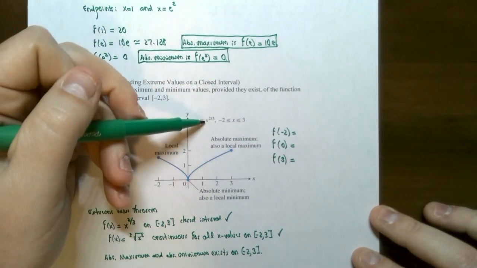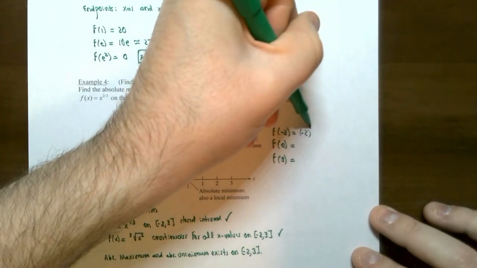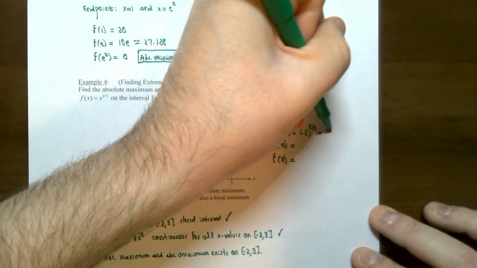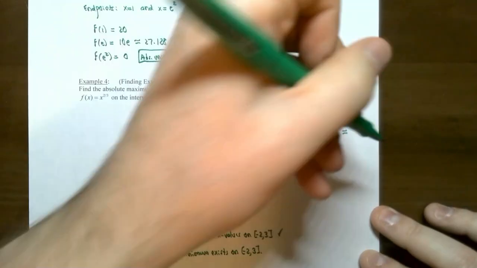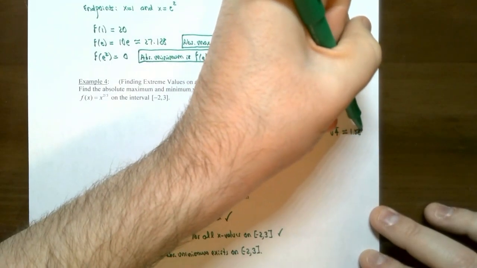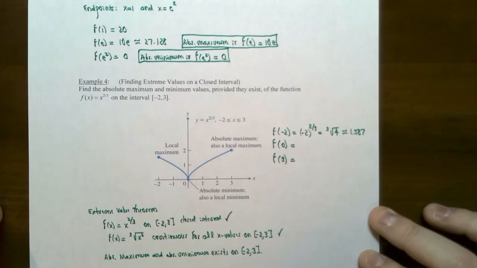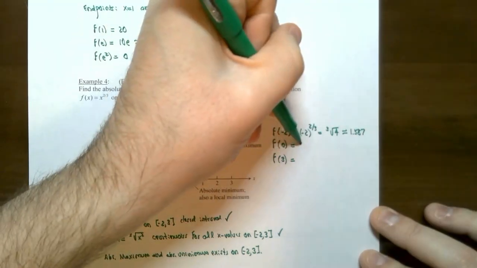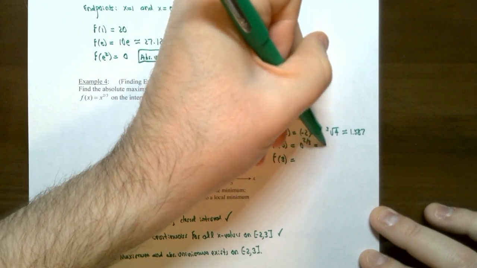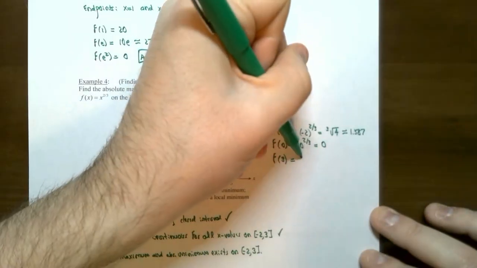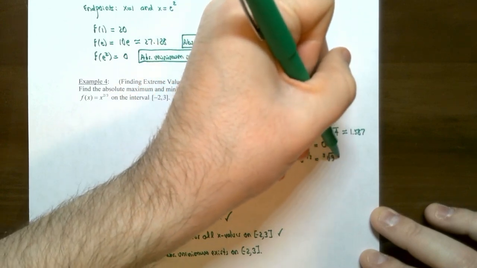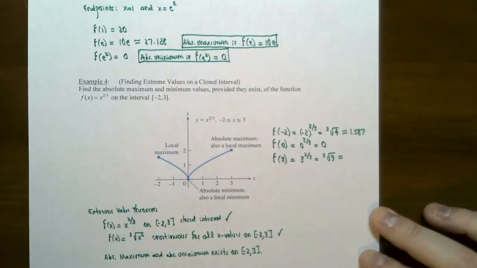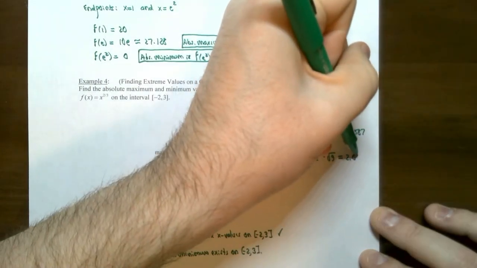If you substitute in negative 2, it'll be negative 2 to the 2/3. That is the cube root of 4, which is about 1.587. F of 0 is 0 to the 2/3, that's 0. And f of 3 would be 3 to the 2/3, that is the cube root of 9, which is about 2.08, and then a 0.